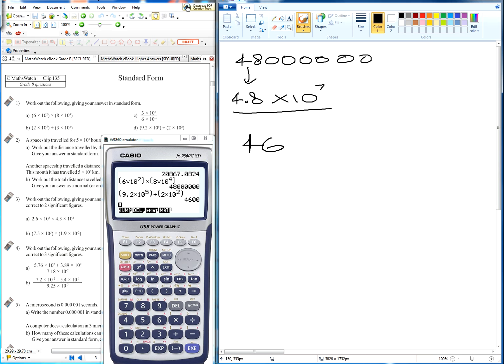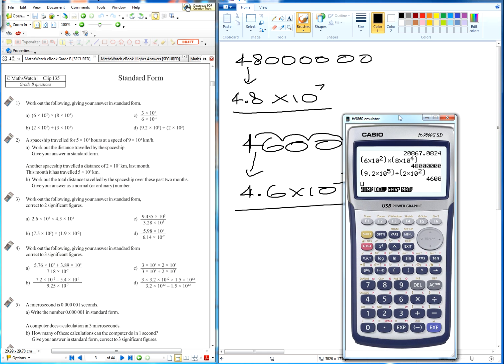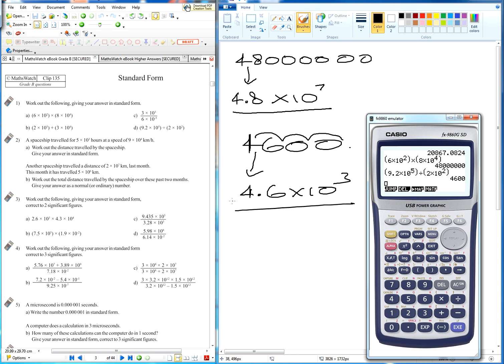Now 4600, the decimal point is here. We need to put it here. 4.6 times by 10 to the power of. And that's the end of that question. Okay, are we happy with that?